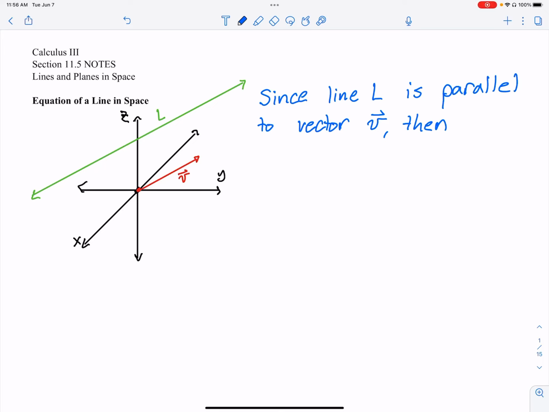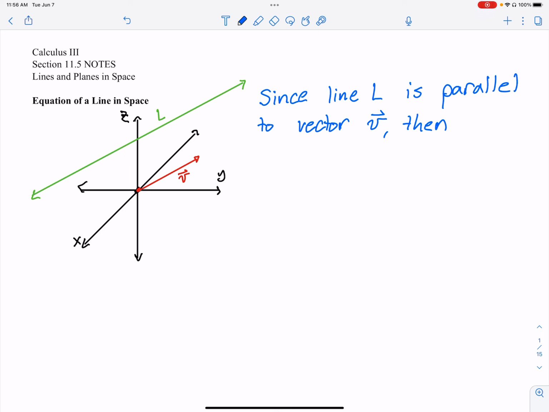In this video, we begin our discussion of section 11.5. This is over lines and planes in space. A line, we know what a line is, a straight line, and a plane being almost like an infinite piece of paper. We'll get to the planes in a moment. So the first thing we're going to start with in this video is the equation of a line in space.